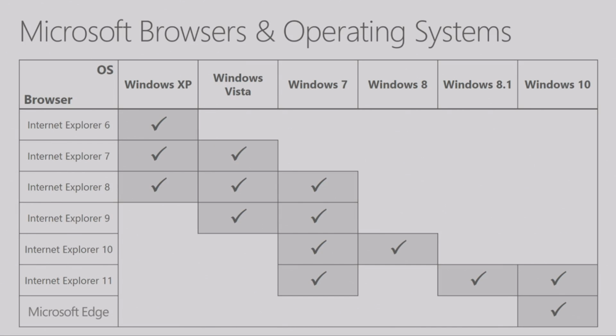Microsoft browsers and operating systems. I know many of you have lived and breathed this slide, or your own version of this slide. On Windows XP, we supported IE 6, 7, and 8. On Windows Vista, we supported IE 7, 8, and 9. On Windows 7, we supported, past tense, IE 8, 9, 10, and 11. Now, the catch was, obviously, you can only run one version of Internet Explorer at a time. So which version would you standardize on?